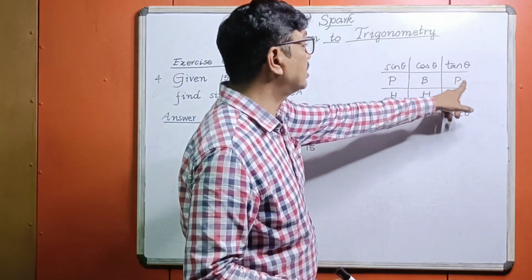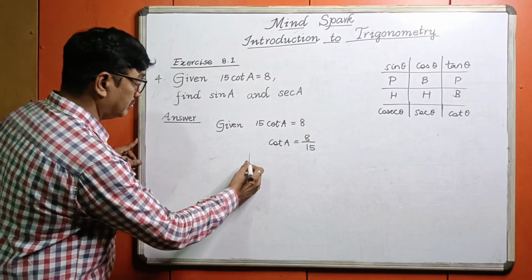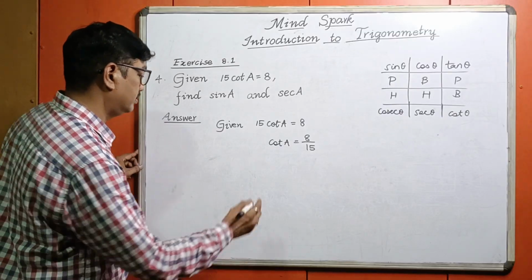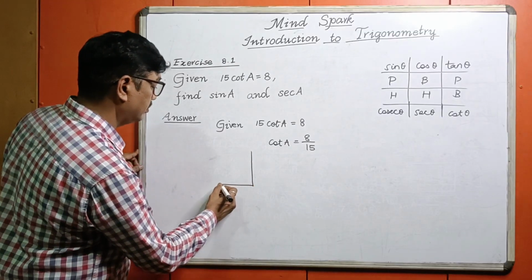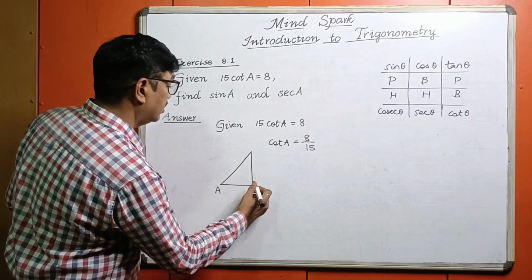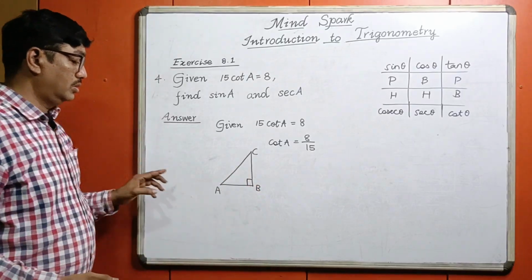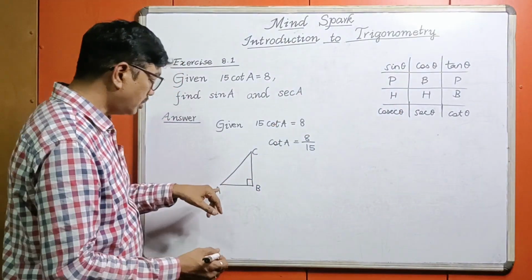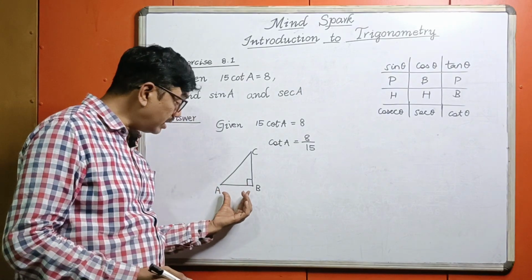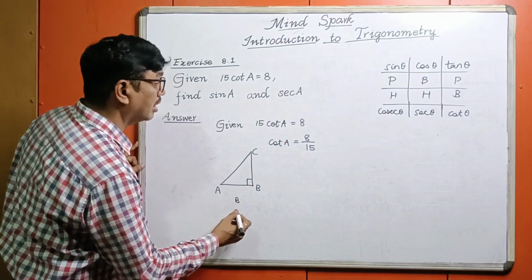Cot A is what? Base by perpendicular. Before that, you draw the diagram, okay? You can draw the diagram. So A you can keep here, angle B and C, and 90 degrees. So cot A is what? Base by... So this is the angle A. Near the angle A, the side is AB. Okay, then this is your base. How much is it?